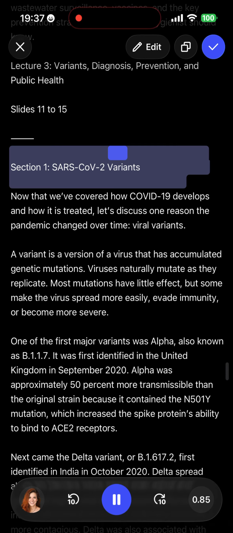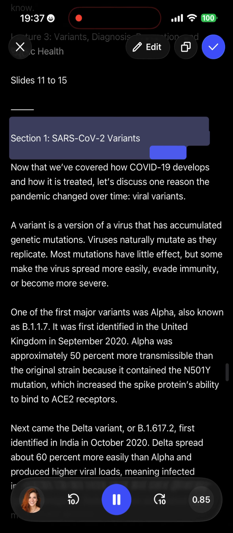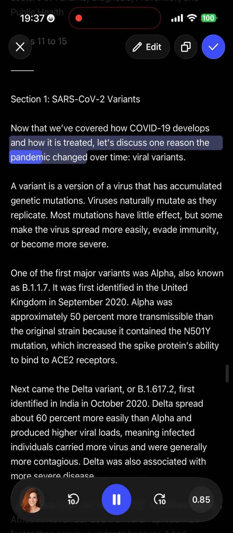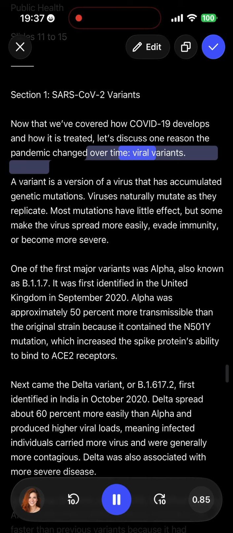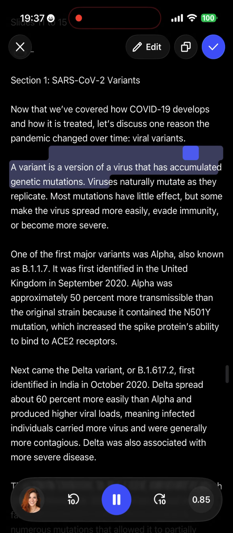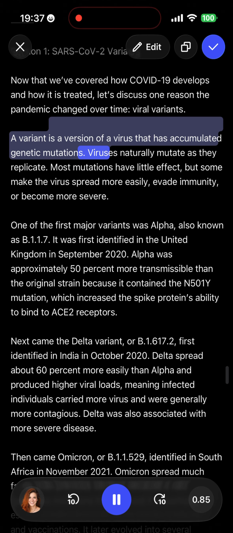Now that we've covered how COVID-19 develops and how it is treated, let's discuss one reason the pandemic changed over time: viral variants. A variant is a version of a virus that has accumulated genetic mutations. Viruses naturally mutate as they replicate. Most mutations have little effect, but some make the virus spread more easily, evade immunity, or become more severe.